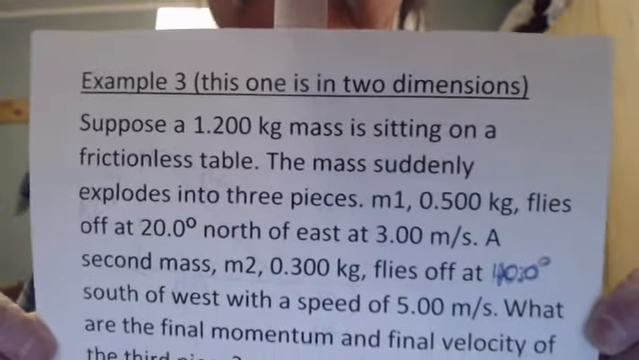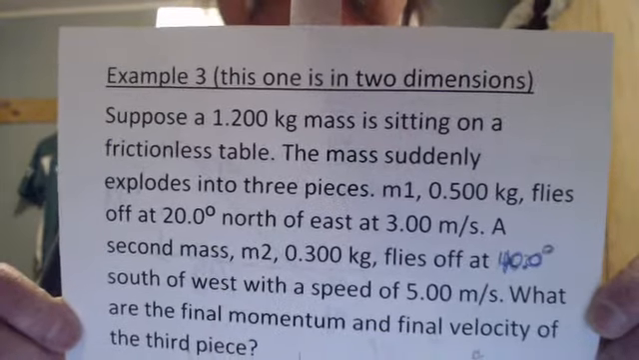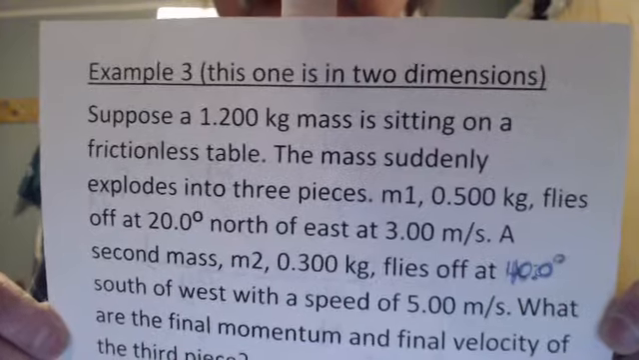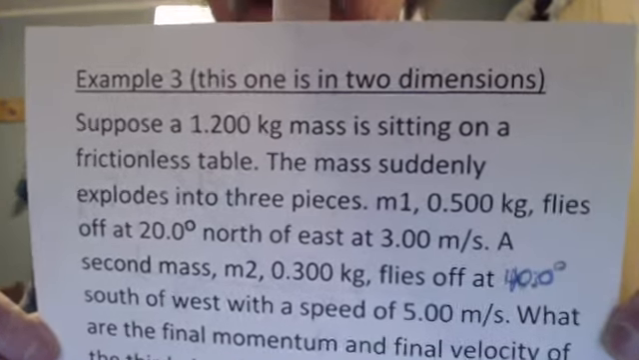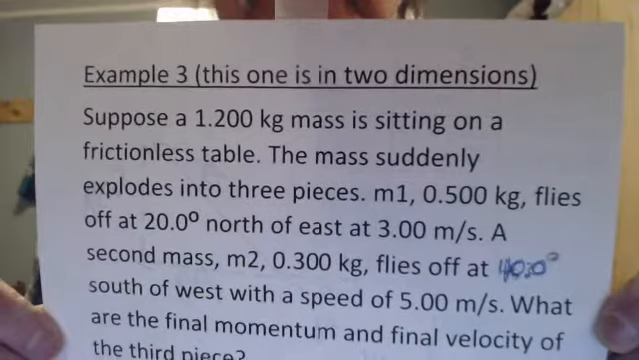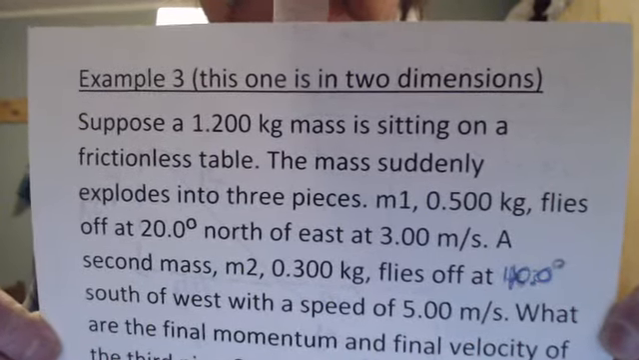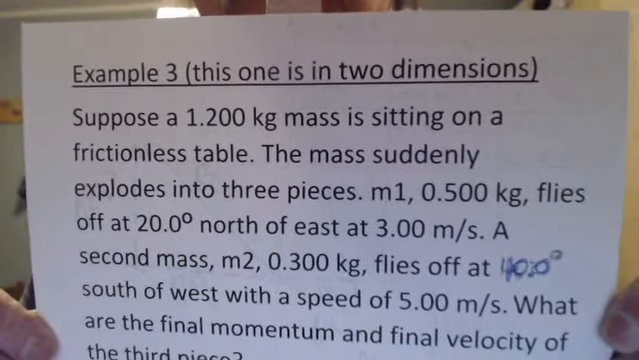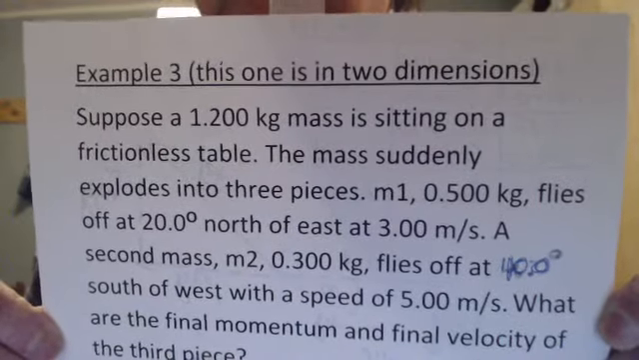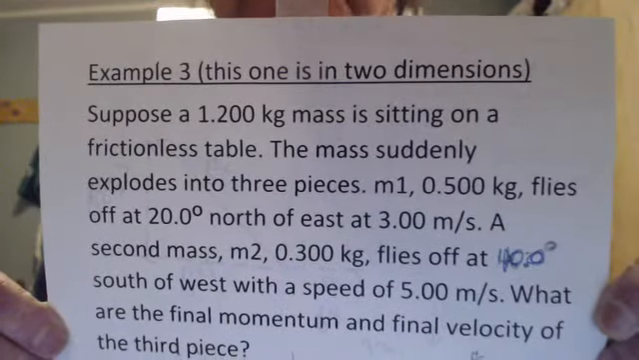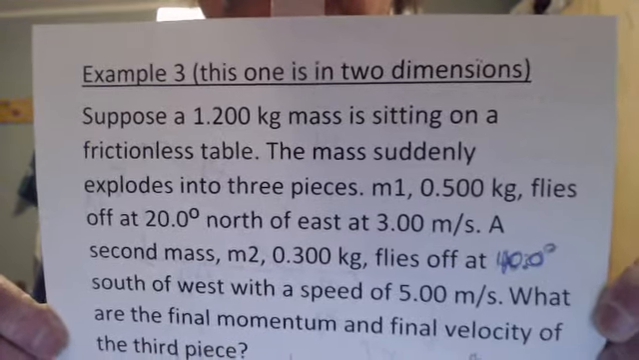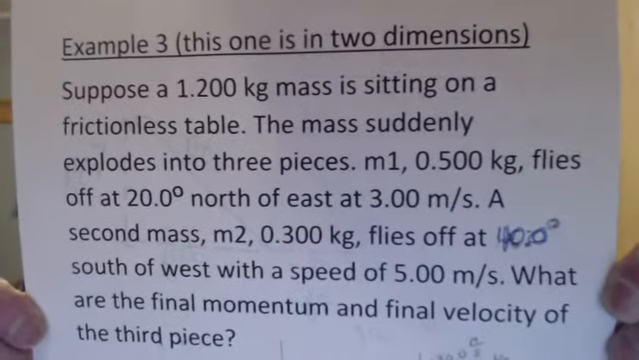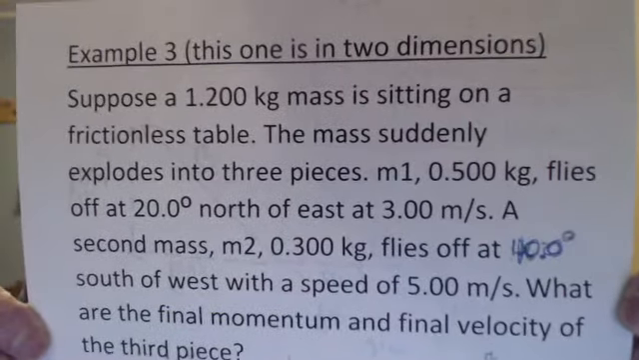Suppose a 1.2 kilogram mass is sitting on a frictionless table. The mass suddenly explodes into 3 pieces. M1, 0.5 kilograms, flies off at 20 degrees north of east at 3 meters per second. A second mass, M2, 0.3 kilograms, flies off at 40 degrees south of west with a speed of 5 meters per second. What are the final momentum and velocity of the third piece?